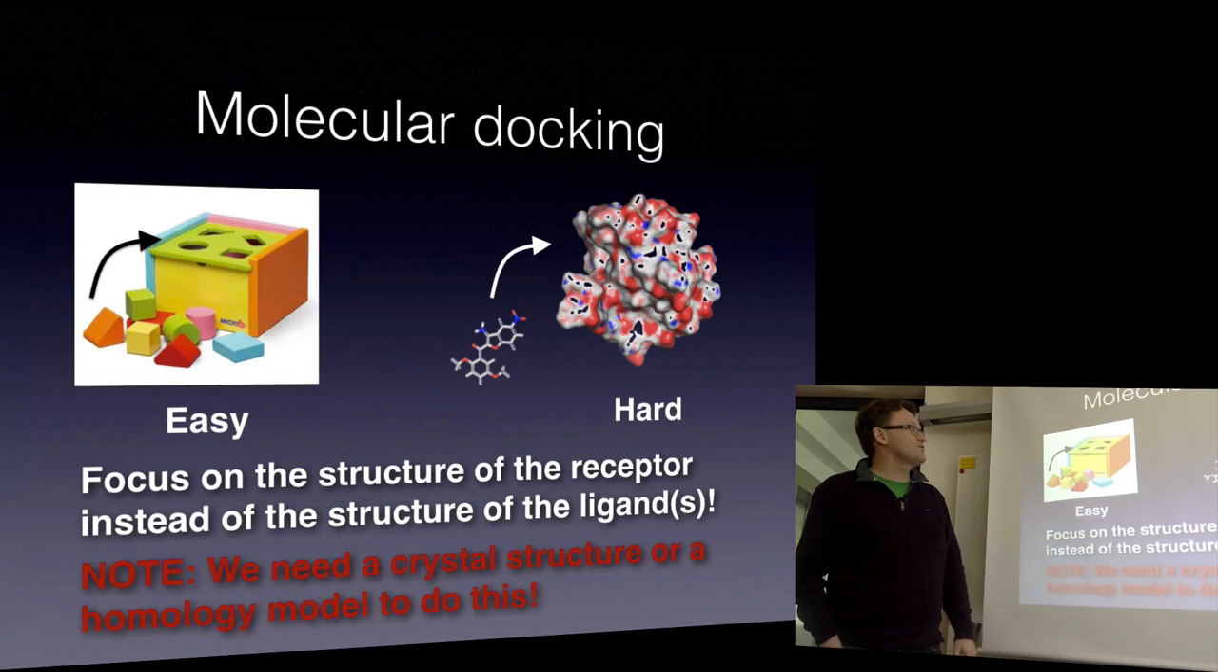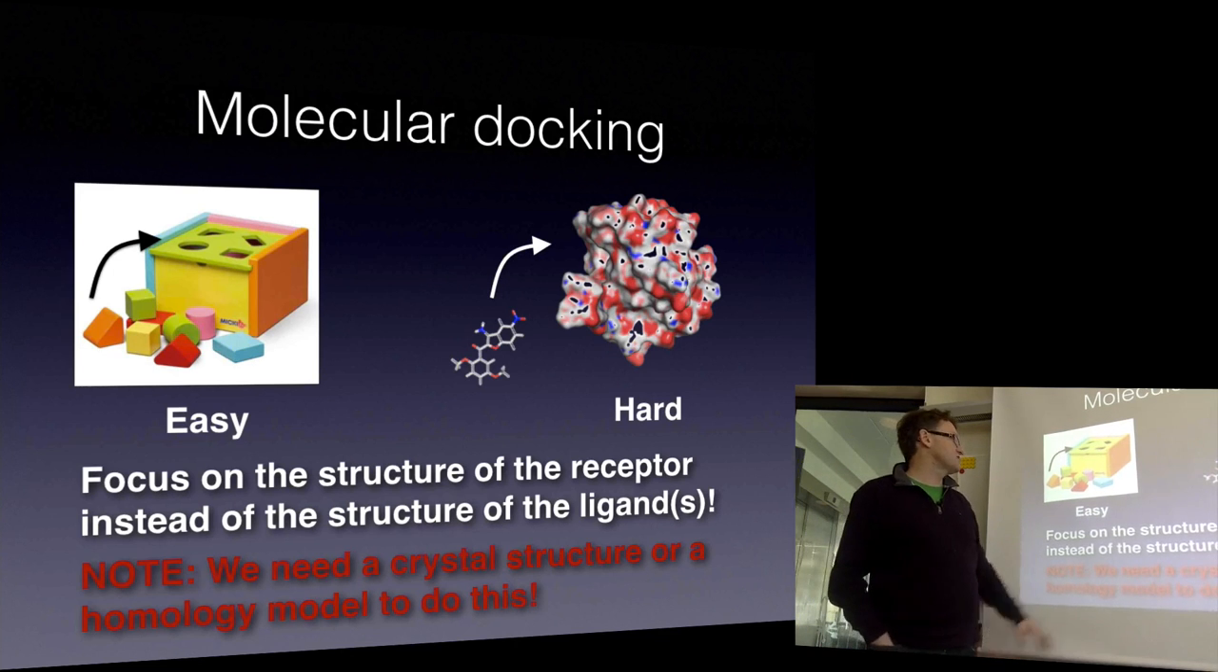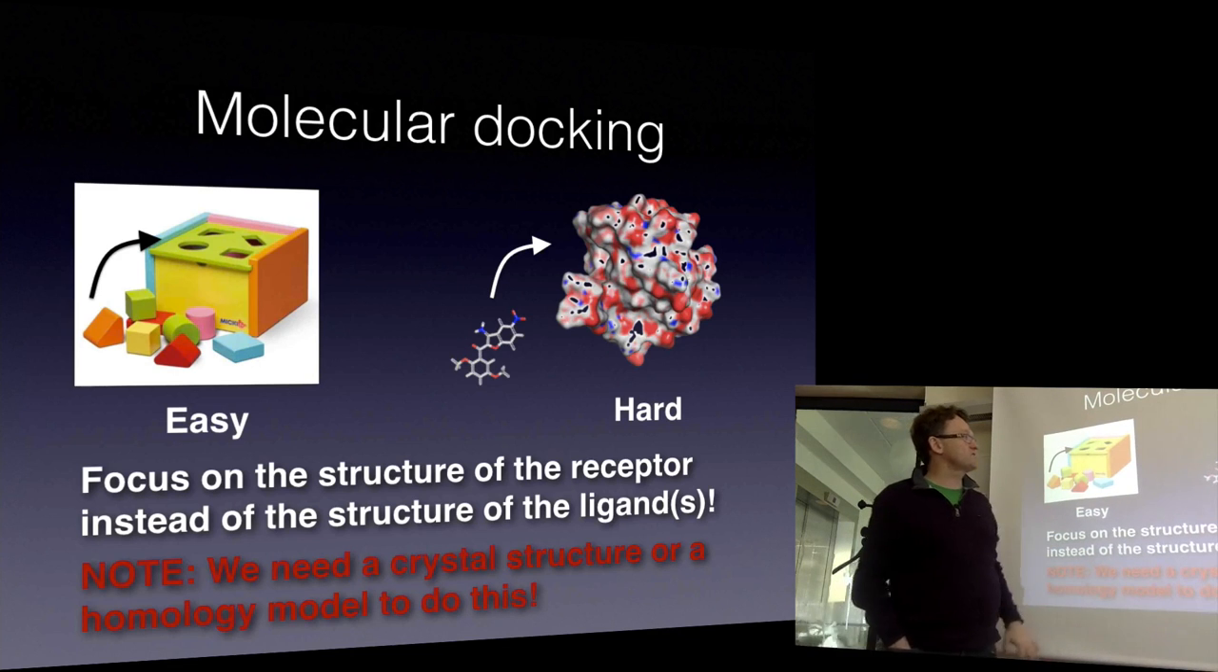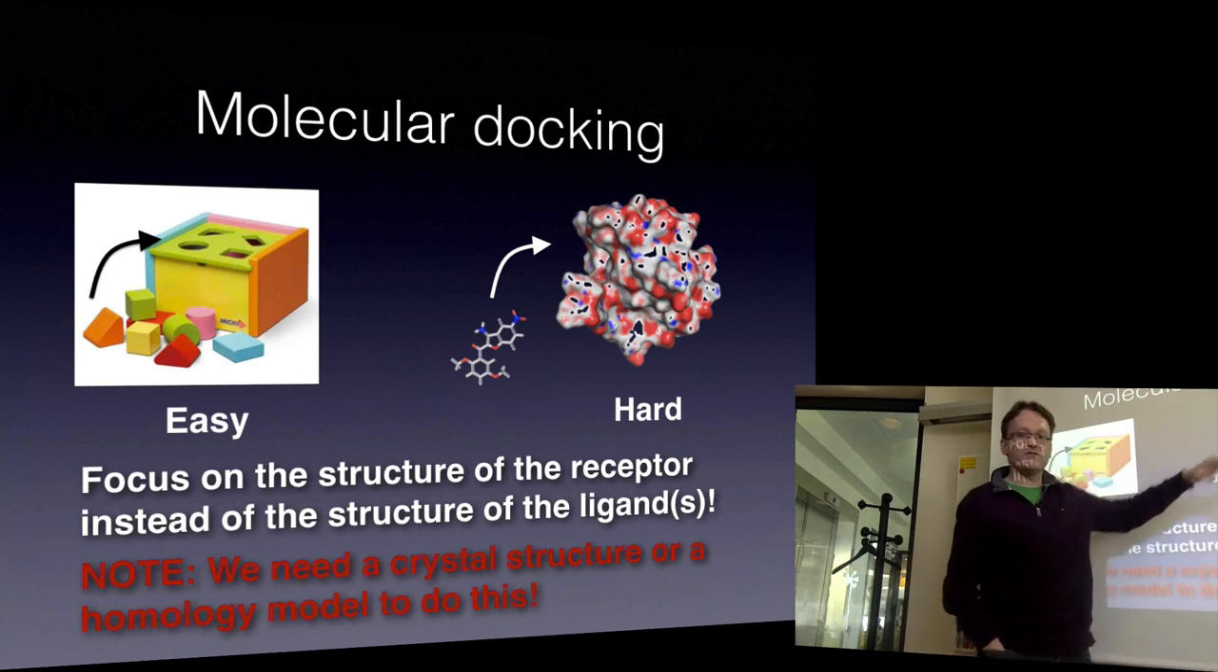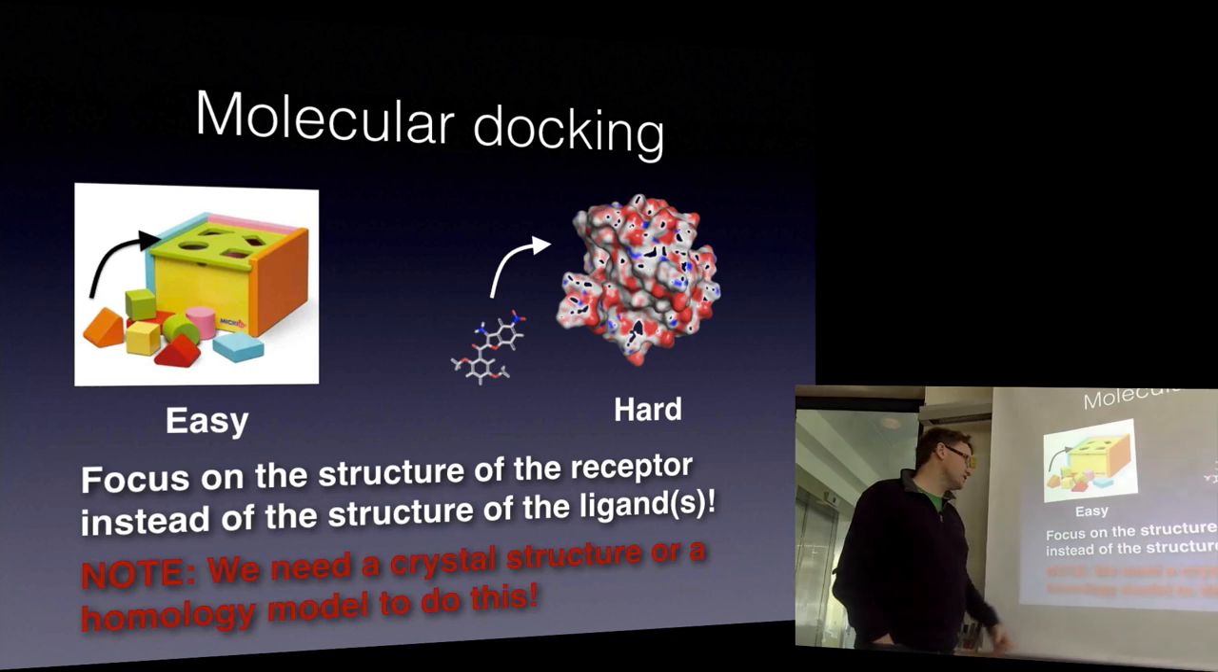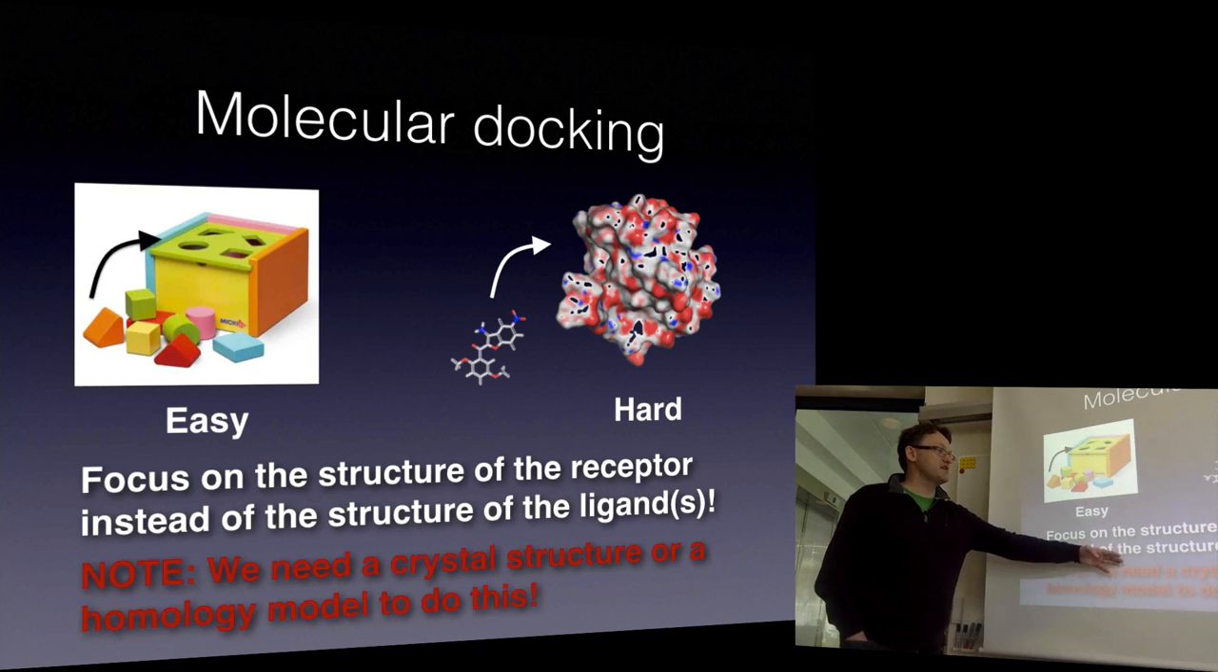So in one way, you're focusing more on the structure of the receptor, right? For this molecule, where on the receptor could we fit it? So you're going to need a crystal structure or potentially a homology model to do this. A real X-ray structure is going to be better because it's higher resolution, but in many cases you might not have an alternative. You might have to make do with a homology model.